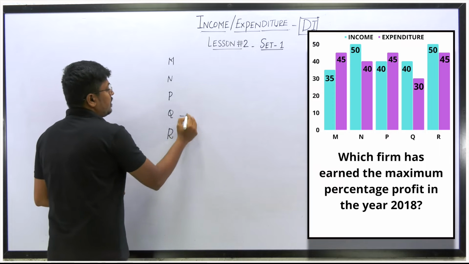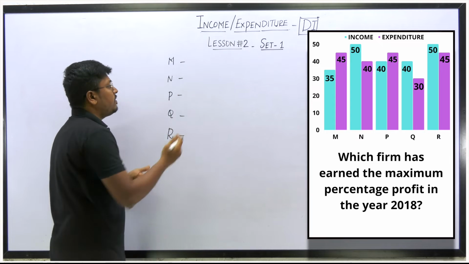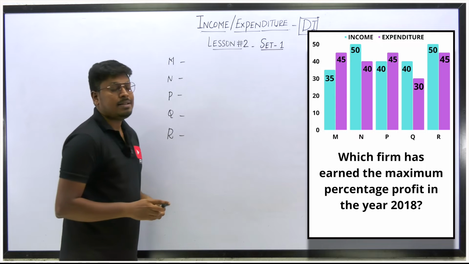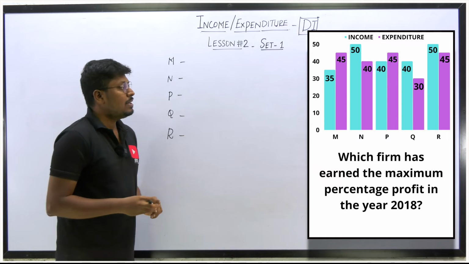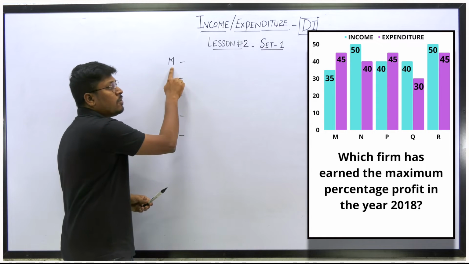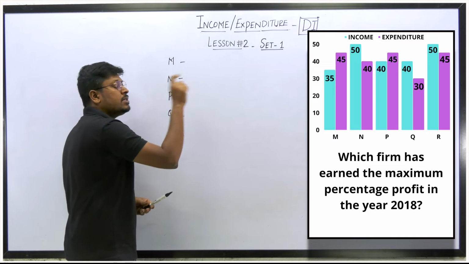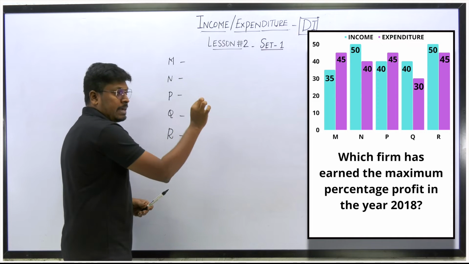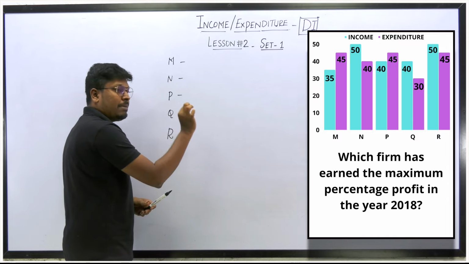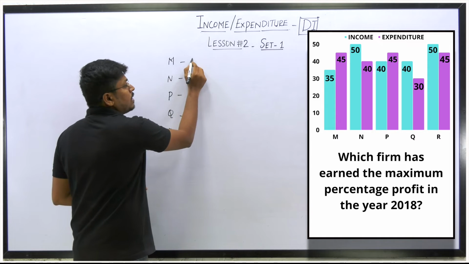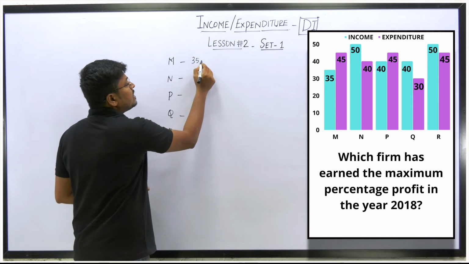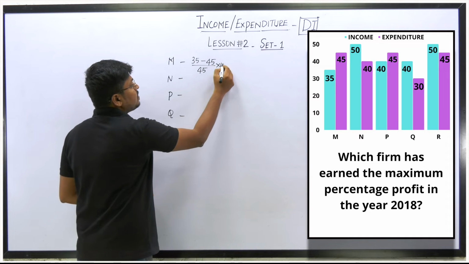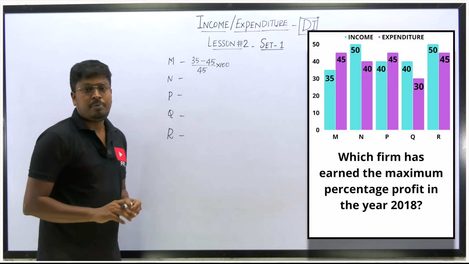If you practice more questions, without writing all the values in a formula, just by directly seeing the chart itself, you will be able to find the value. Just see, income of company M is how much? 35. Expenditure is how much? 45. What is the formula to find profit percentage? Income minus expenditure divided by expenditure into 100. So income is 35, expenditure is 45, divided by 45 into 100. This is the way we usually find whether the company is getting profit or loss.